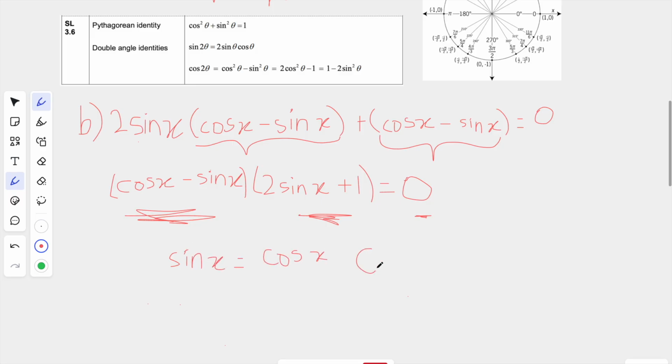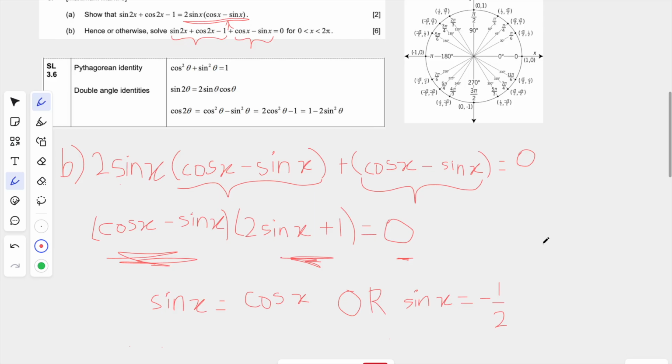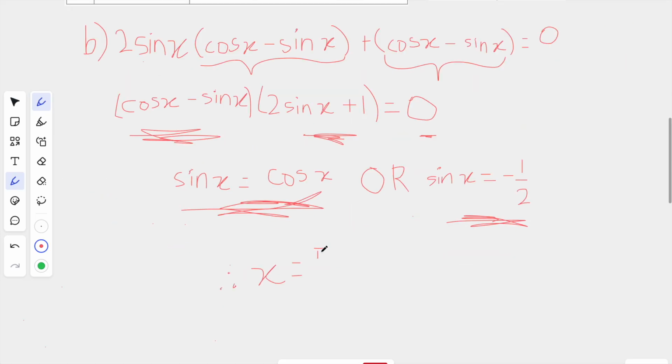Basically, we need to find all values of x such that sine x equals cosine x and sine x equals negative 1 over 2. To do this, you need to make sure to memorize the following unit circle as this is not provided to you in the exam. Recall the left values are all the cosine x values, and the right values are all the sine x values in a unit circle. Using the unit circle, we determine that x can be pi over 4, 5 pi over 4, 7 pi over 6, and 11 pi over 6.